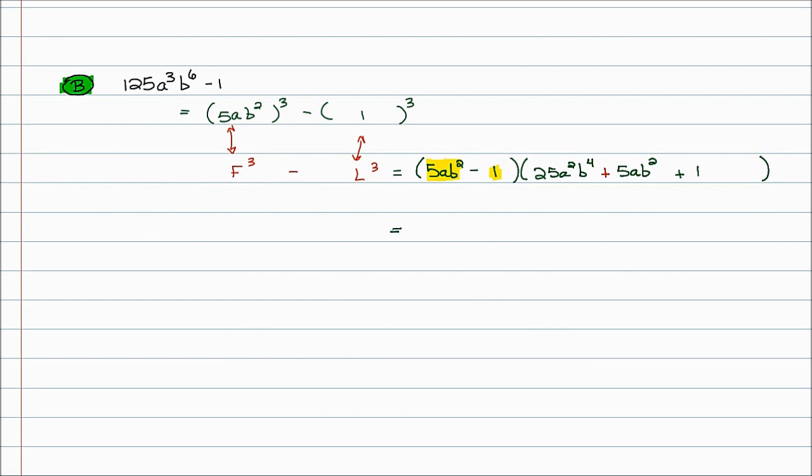So 125a cubed b to the 6th minus 1 factors to 5ab squared minus 1 times 25a squared b to the 4th plus 5ab squared plus 1. And you should be able to get the idea from this point forward how this theorem works. And like I said, it's more of a memorizable theorem. I think that you have to commit this one to memory to be able to use it properly.